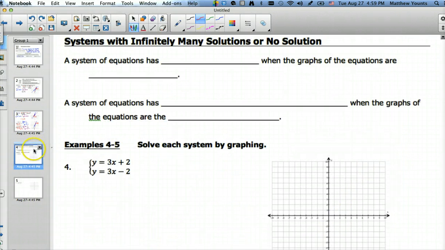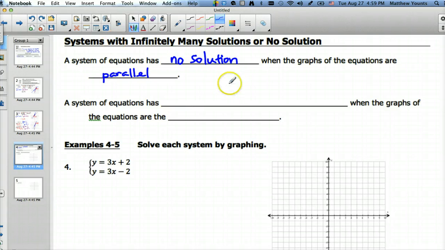Okay, the last thing I want to talk about in this video is what are called systems with infinitely many solutions or systems with no solution. A system of equations with no solution, if you think about that, the solutions are where the two lines intersect or where they cross. So if a system has no solutions, that means that the lines don't cross. And lines that don't cross, we call those parallel lines.